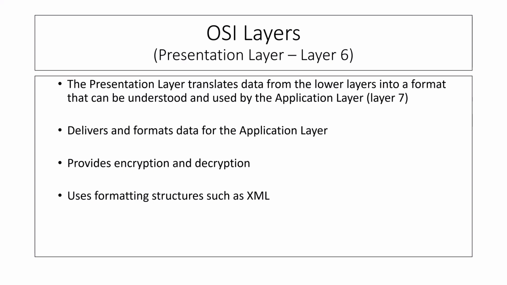At layer 6 we have the presentation layer. The presentation layer is a translation layer. It translates data from English, if you will, the application layer, into something machines can understand. So it actually formats data. Along with formatting, we provide encryption and decryption at layer 6. There are no specific protocols we'll talk about, but one structure we use is XML. Other terms you'll hear at layer 6 are ASCII and EBCDIC.